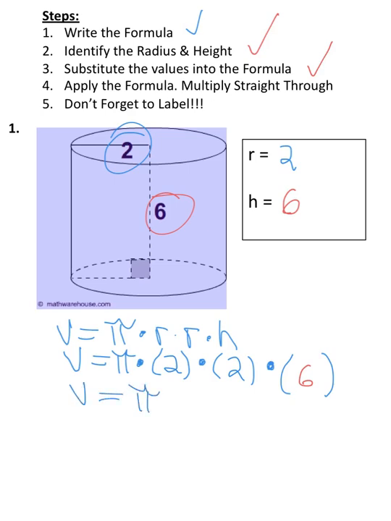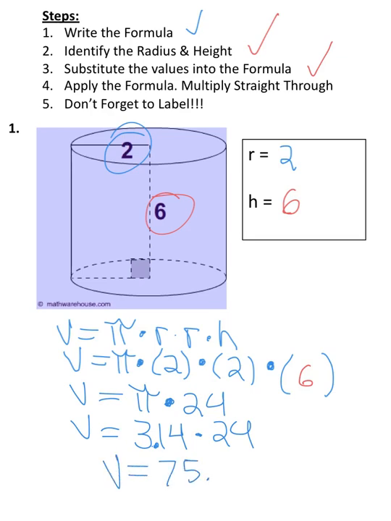Well, 2 times 2 is 4, times 6 is going to give you 24. For pi, I want you guys to use 3.14 for the value of pi times 24. Plug that into your calculator and you should get volume equals 75.36 units.